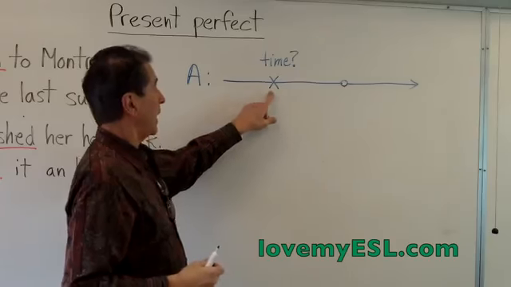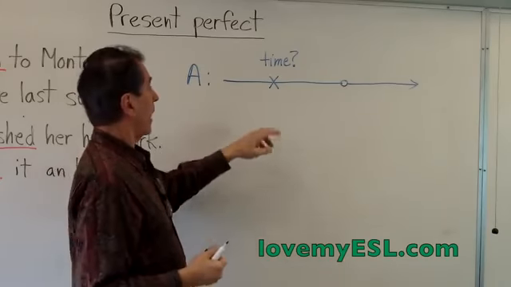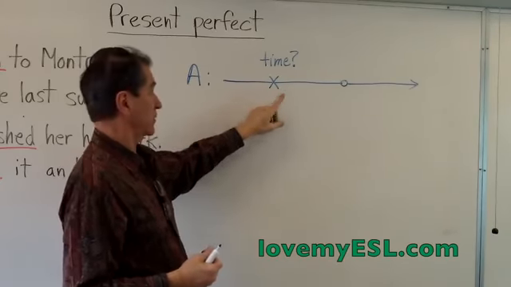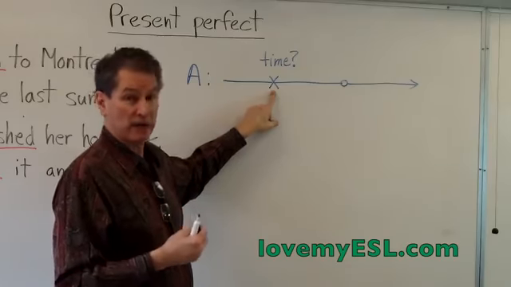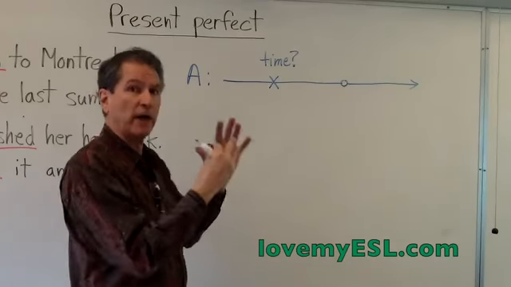Things like, I have read that book. I have been to that restaurant. So you're going to use that for any one-time past action that you don't know the time around that action. You use the present perfect.